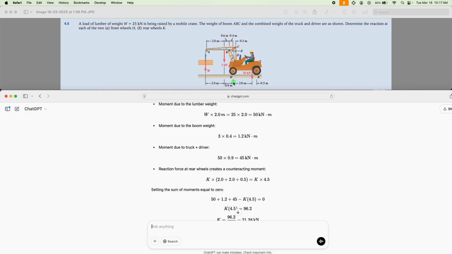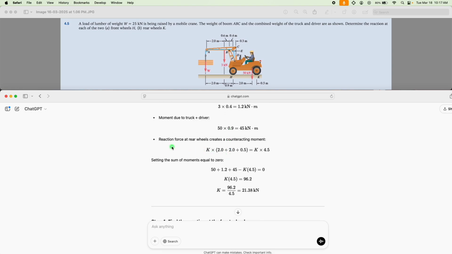All right, so the weight is 50, but the lever arm is not 0.9, it's 2. So it misread the lever arm, and it's got it as a positive torque, but I don't know if maybe it'll change the sign when it adds it together because this weight wants to rotate it the other way, so it should be negative. Reaction forces at rear wheels creates a counteracting moment. K times, and then its lever arm it says is 4.5. Well, the lever arm is not 4.5, it's 2.5. So it took the 2 here, added it to this one, and then added the 0.5 while skipping the 0.9. So it can't read this diagram very well.